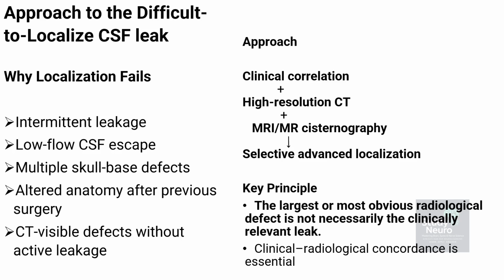Difficult localization can result from intermittent leakage, low flow escape, multiple skull-base defects, or altered anatomy after previous surgery. Computed tomography may also show a defect without demonstrating active leakage. The solution is not simply to obtain more imaging, but to integrate the clinical pattern with high-resolution computed tomography and magnetic resonance studies, using advanced localization selectively when needed. The most obvious radiological defect may not be the clinically relevant one. Clinical radiological concordance is essential.